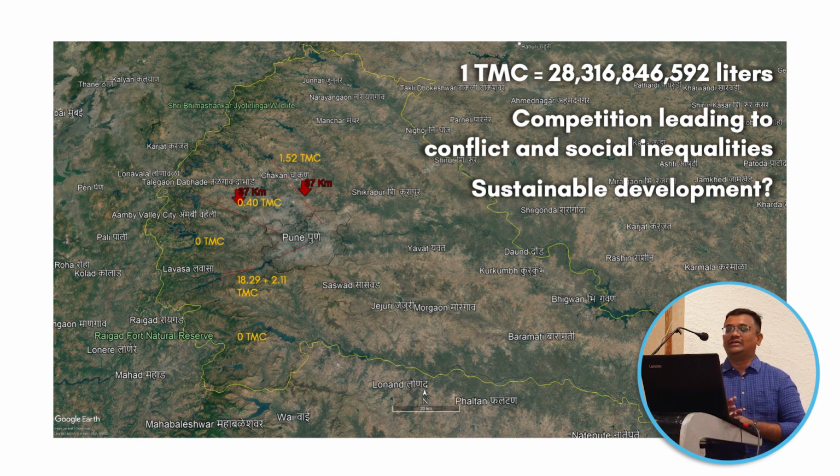We have witnessed the competition between countries over the Brahmaputra river. We have witnessed the competition between two states over the Kaveri river. We have witnessed the competition between two districts. And now we are heading towards the competition between two municipalities, which may lead to conflict and social inequalities. So is this system sustainable?